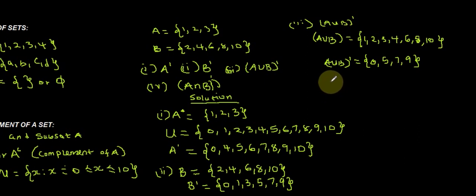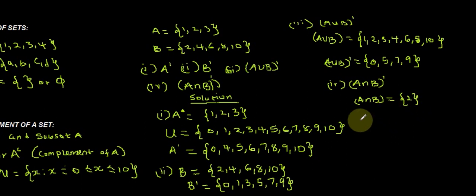And then the last one is (A intersection B) complement. Now A intersection B, firstly, what does A and B have in common? Looking at it, A and B has 2 in common. So we look at the complement of A intersection B.